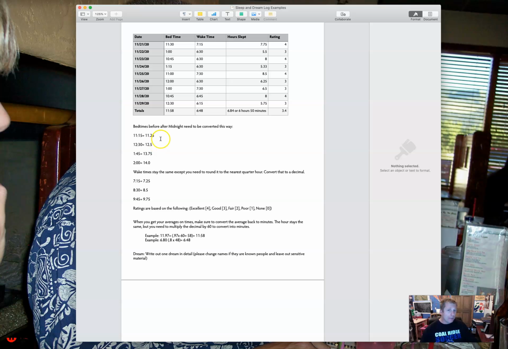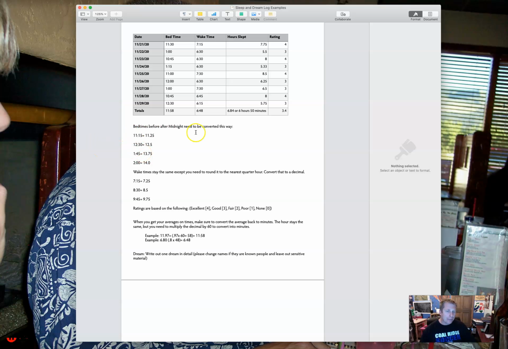Now the tricky thing is the averages. If you go to bed before and after midnight, you have a problem. It doesn't work to use a 24-hour clock like military, because if you went to bed at 11 one night and 1 the next night, you add 11 and 1, that equals 12, divided by 2 equals 6. That does not make sense. So anything after midnight, add 12 to that. So 1 o'clock becomes 13 o'clock, 2 o'clock becomes 14 o'clock, and it helps out.